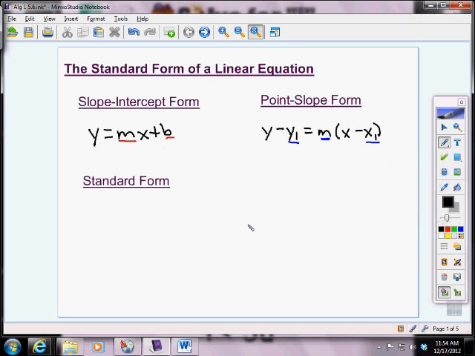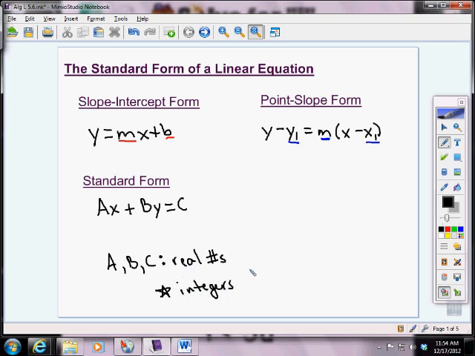We also have something called standard form, and standard form is written as this: ax plus by equals c. Now, these capital A, B, and C, those are real numbers. So when we talk about standard form, what we're saying is we have our x and our y on the left side of the equal sign, and not only are A, B, and C real numbers, most of the time they're integers.